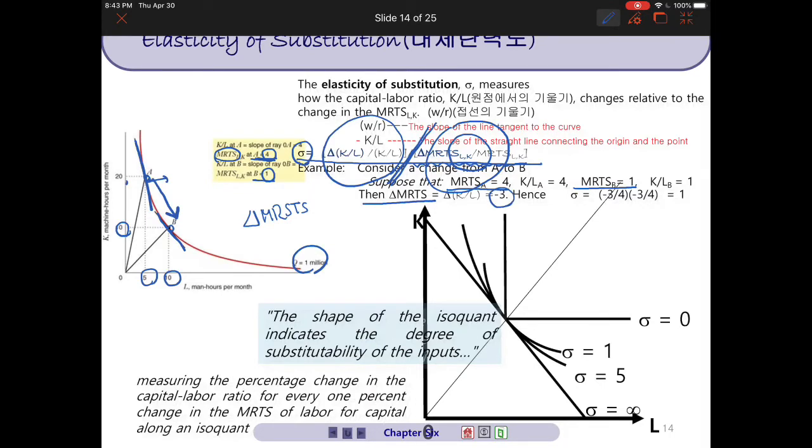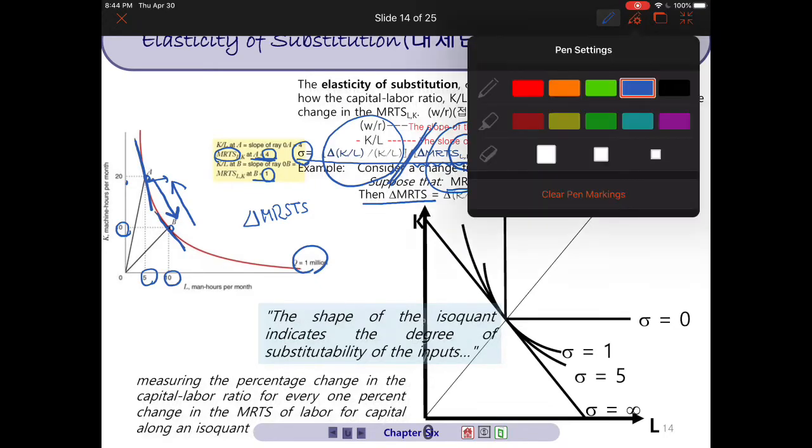Does it make sense? No, that should not be. A to B, I think it should be... If we do it that way, this might actually work from B to A. MRTS at B was 1, and it changed to A, then the change would be -3. So here, let me do it the other way.